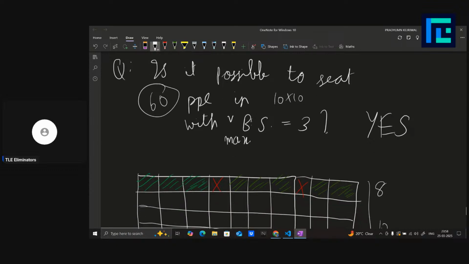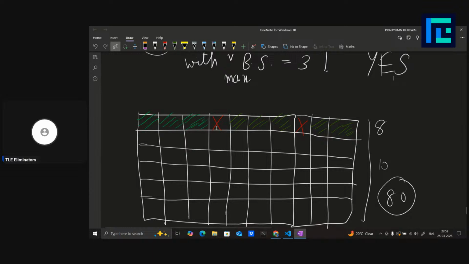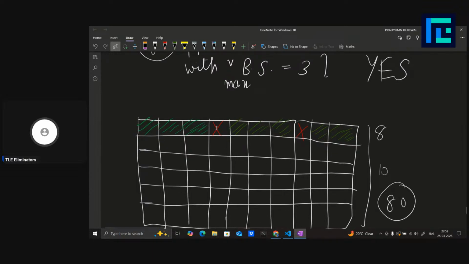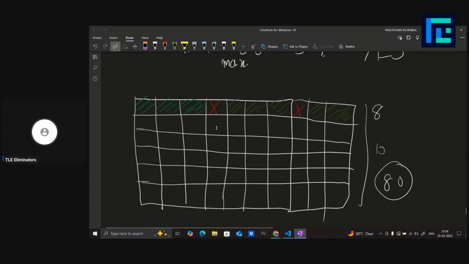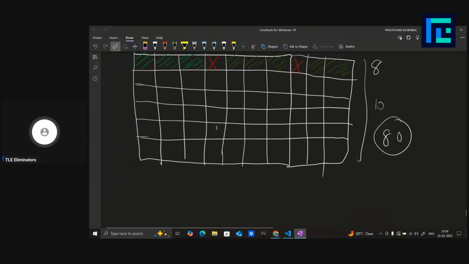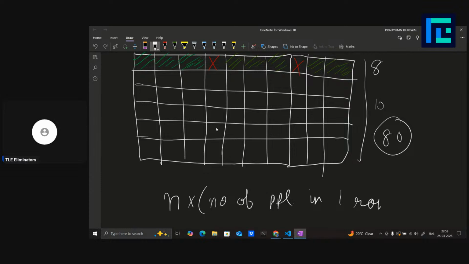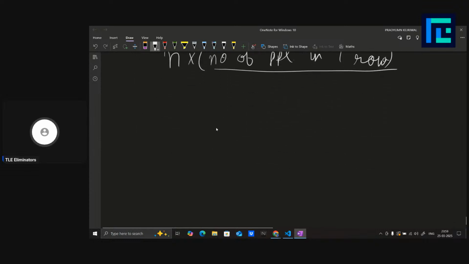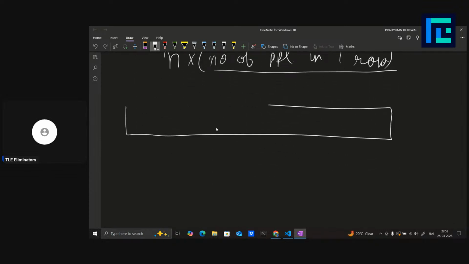So it is possible to select 60 people, or 60 cells, in order to form maximum bench size less than or equal to 3. So how will you do it in code? What is the condition for this? Basically, you will compute n times the number of people in one row. But how will you find the number of people in one row? Basically, if you have a row of size m, there are m cells.